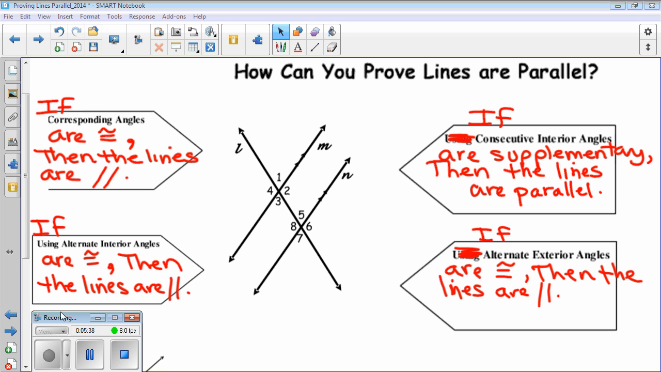Write the if-then statement. So I'm going to pause the recording for a second, and I would like for you guys to go ahead and do the first 4 for me. Make sure you're drawing a picture on the front as well. And then on the back, write the if-then statement.